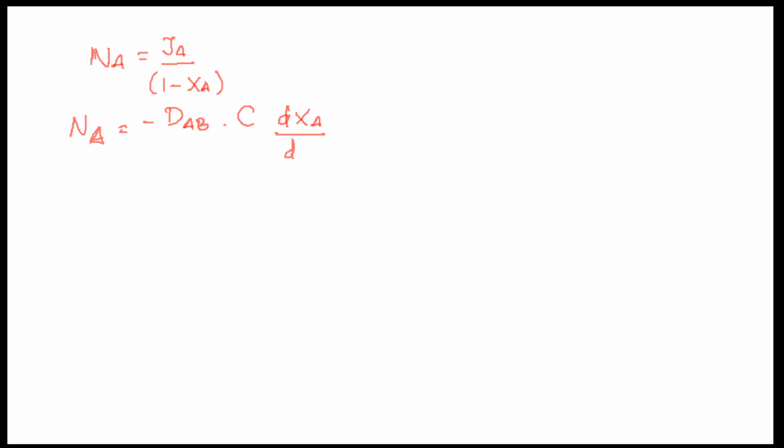So we have NA equal to JA over 1 minus XA. Please remember that JA is minus diffusivity of A, B times the concentration times dXA over dZ. That's JA. So NA is all of this divided by 1 minus XA.